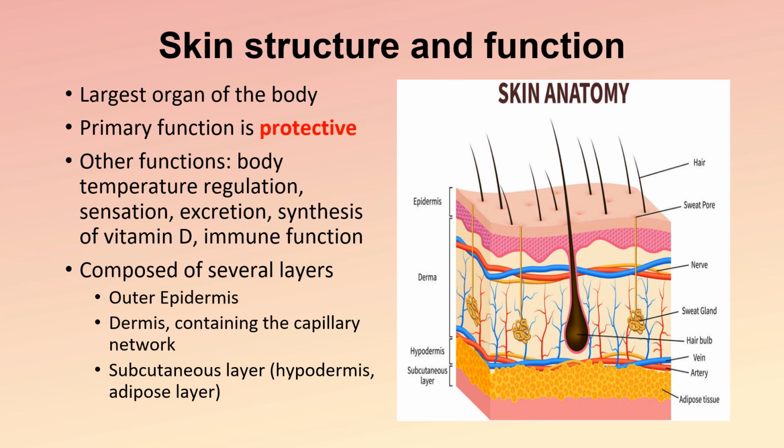Structurally, the skin consists of three principal layers which are epidermis, dermis and subcutaneous layer. The epidermis is the outermost thinner layer and is composed of epithelium. The dermis is the thicker layer and consists of connective tissues. It is followed by subcutaneous layer which is the deepest, which consists of hypodermis and adipose layer.